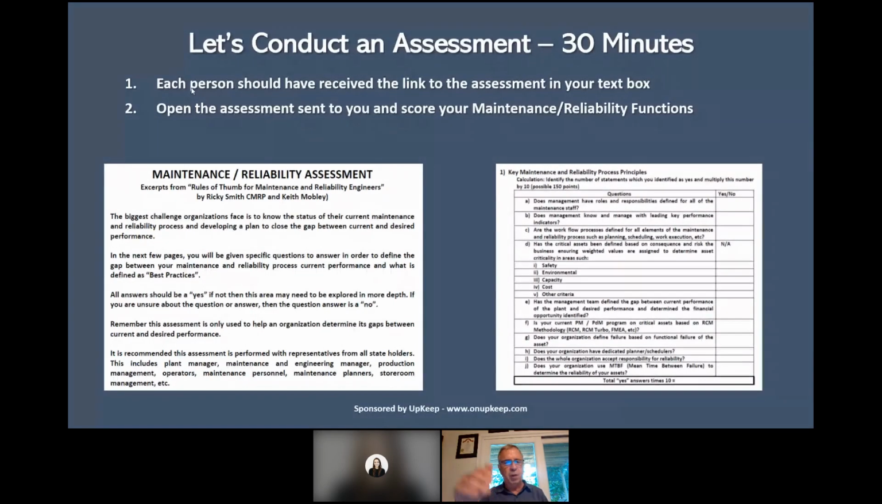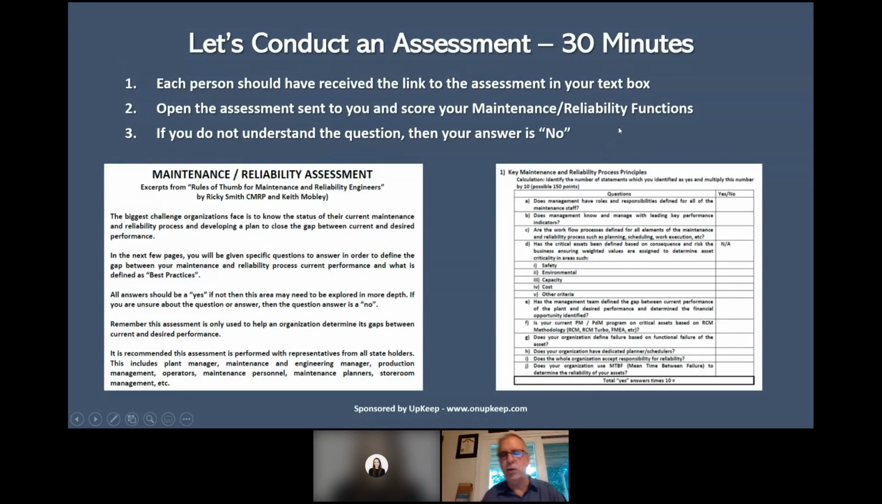When you go through it, you're going to score yourself. At the bottom of this one, you take the total number of yes answers times 10. So if you got 2 times 10, you got 20. There's a number of areas you're going to go into, but the first one will be this one. If you have questions, just let me know. Everybody should have the assessment now. If you don't understand a question in the assessment, then your answer is no.